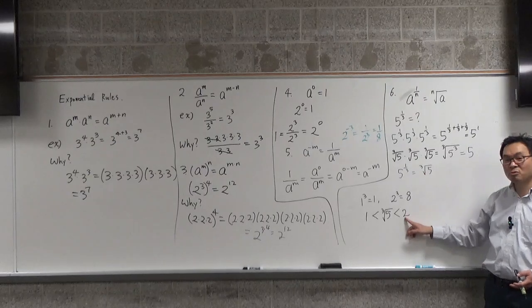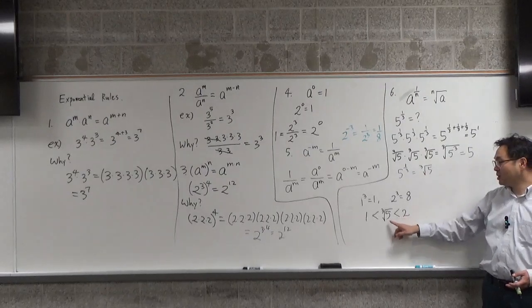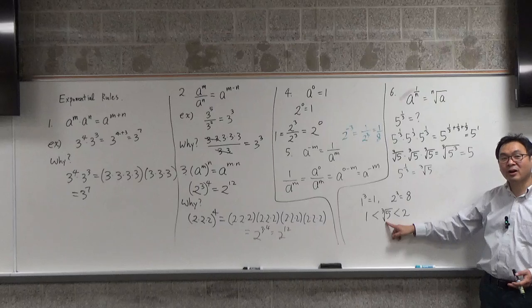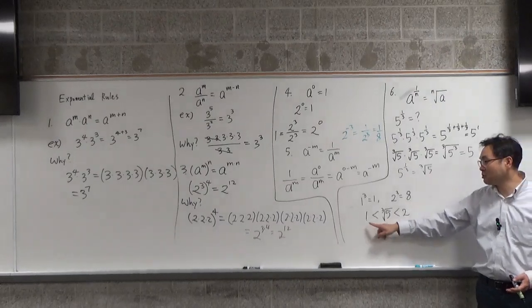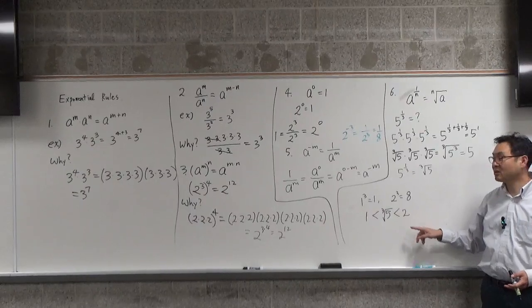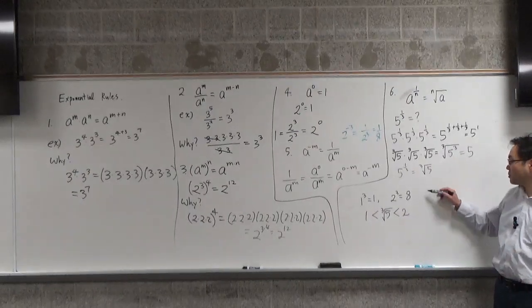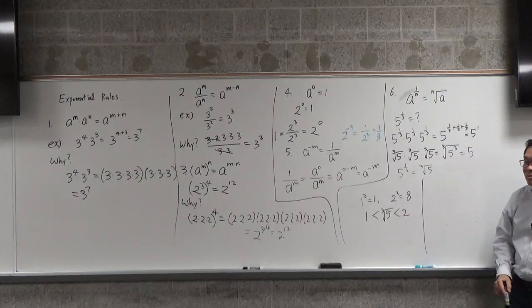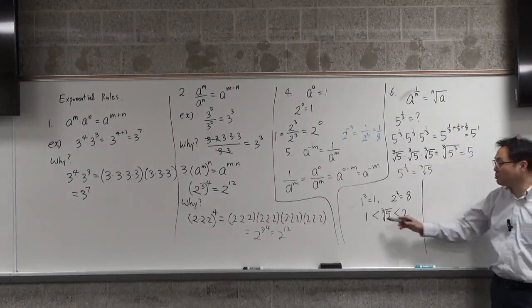This is the number, if you cube it, you get an 8. And this is a number, if you cube it, you get a 5. So this number should be somewhere in between here and there. Don't you agree? Okay. And then you can investigate further by choosing a number between 1 and 2.